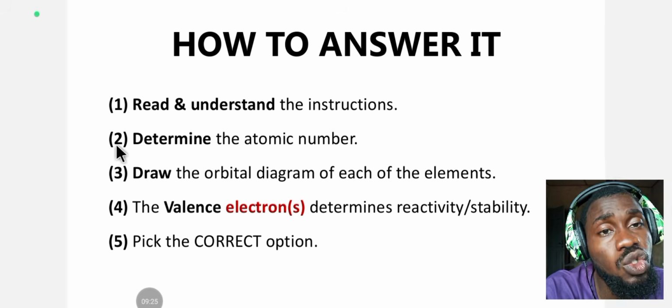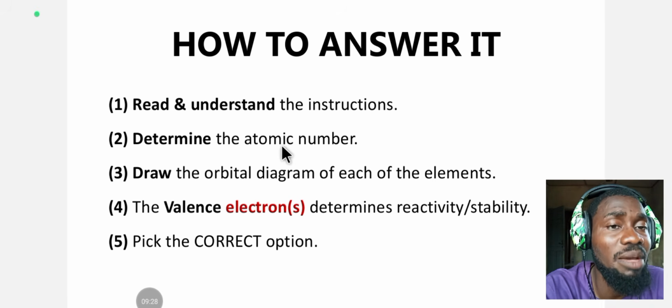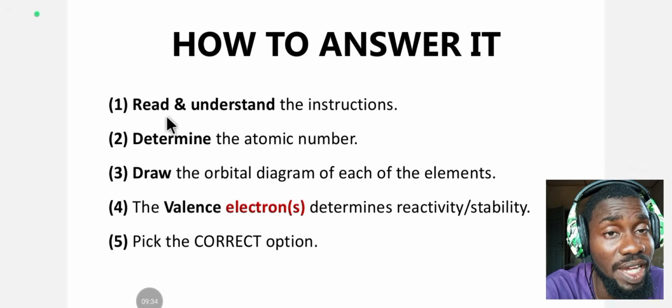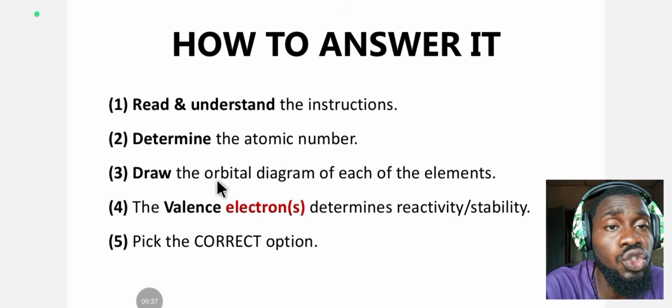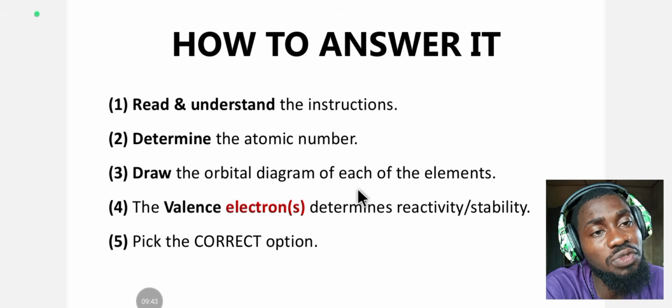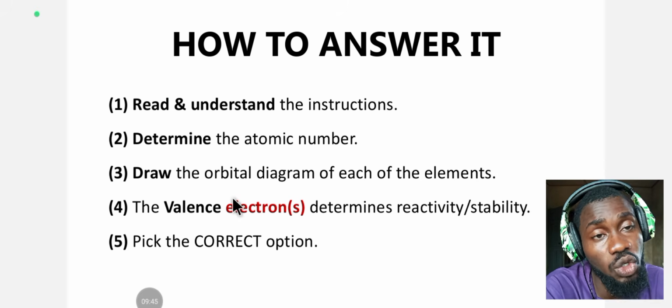Then number 2, determine the atomic number of the element. What is the atomic number of the element? You have to determine that. Then number 3, draw the orbital diagram of each of the elements. Ensure you are pausing the video and making notes.